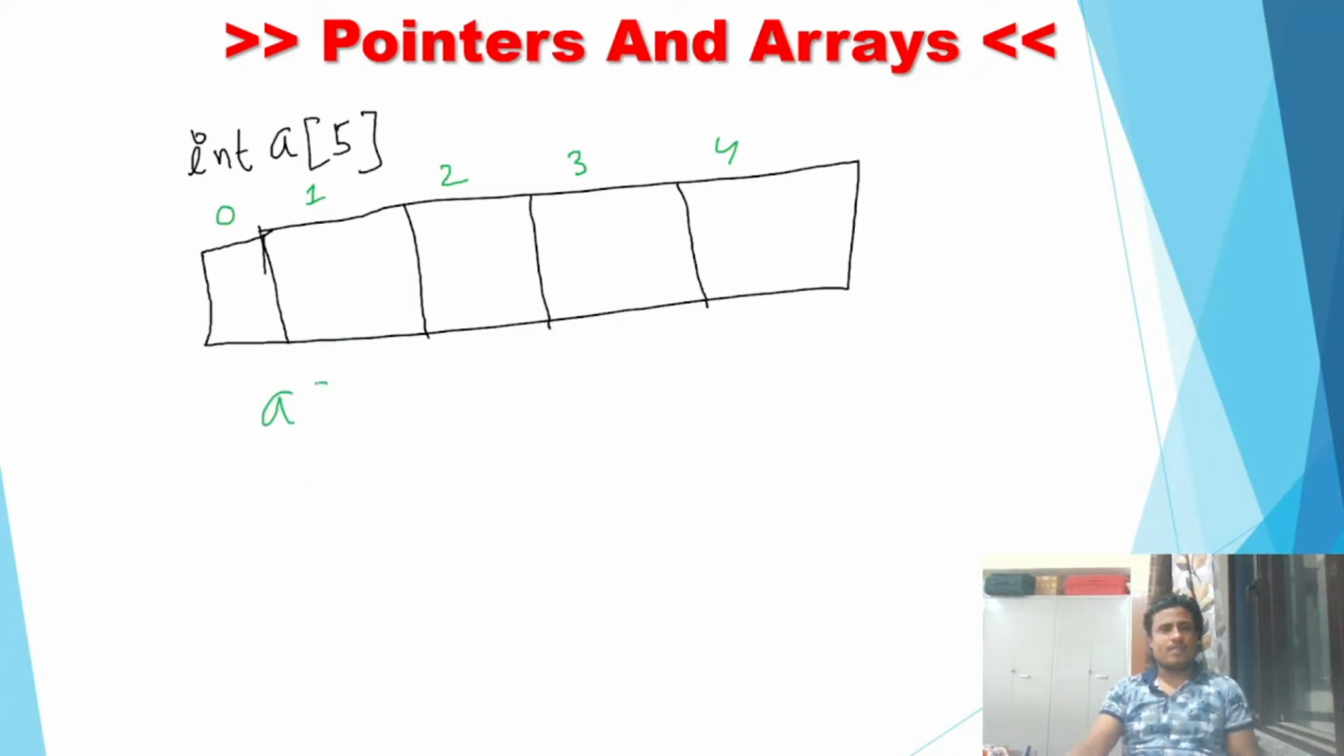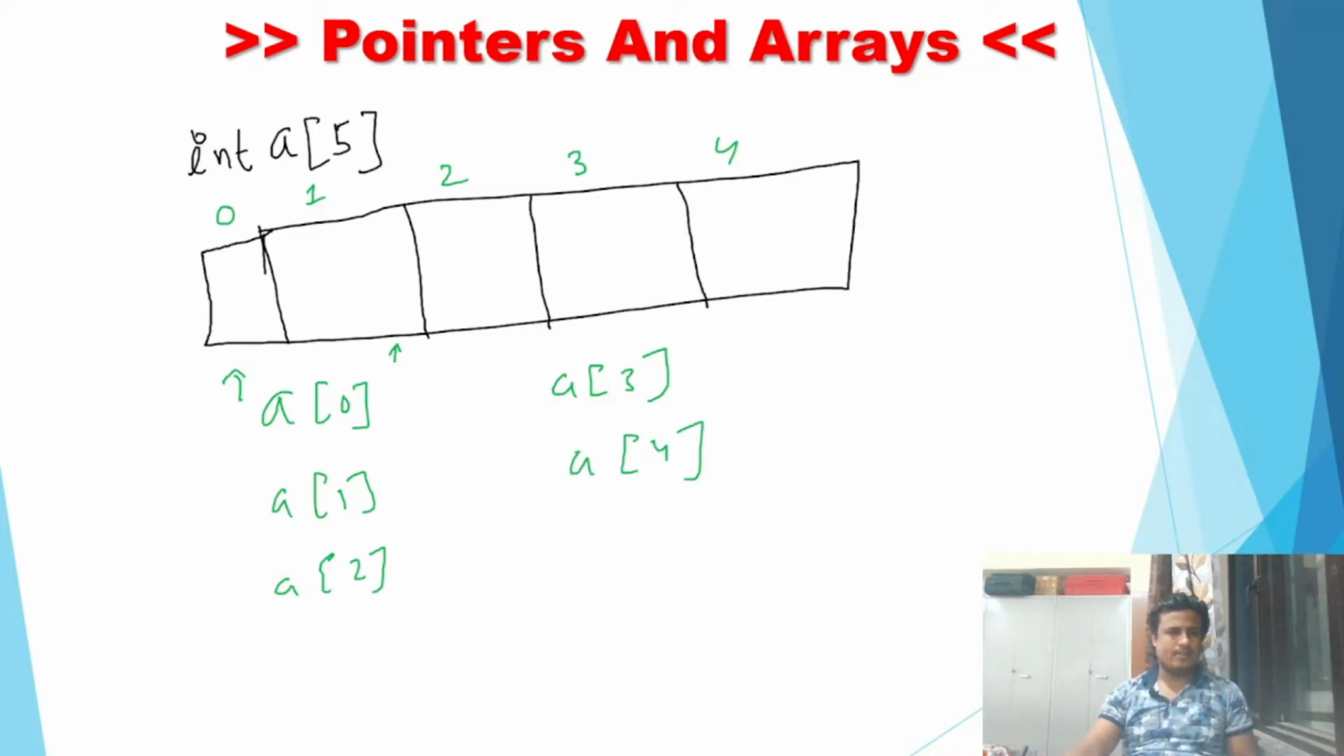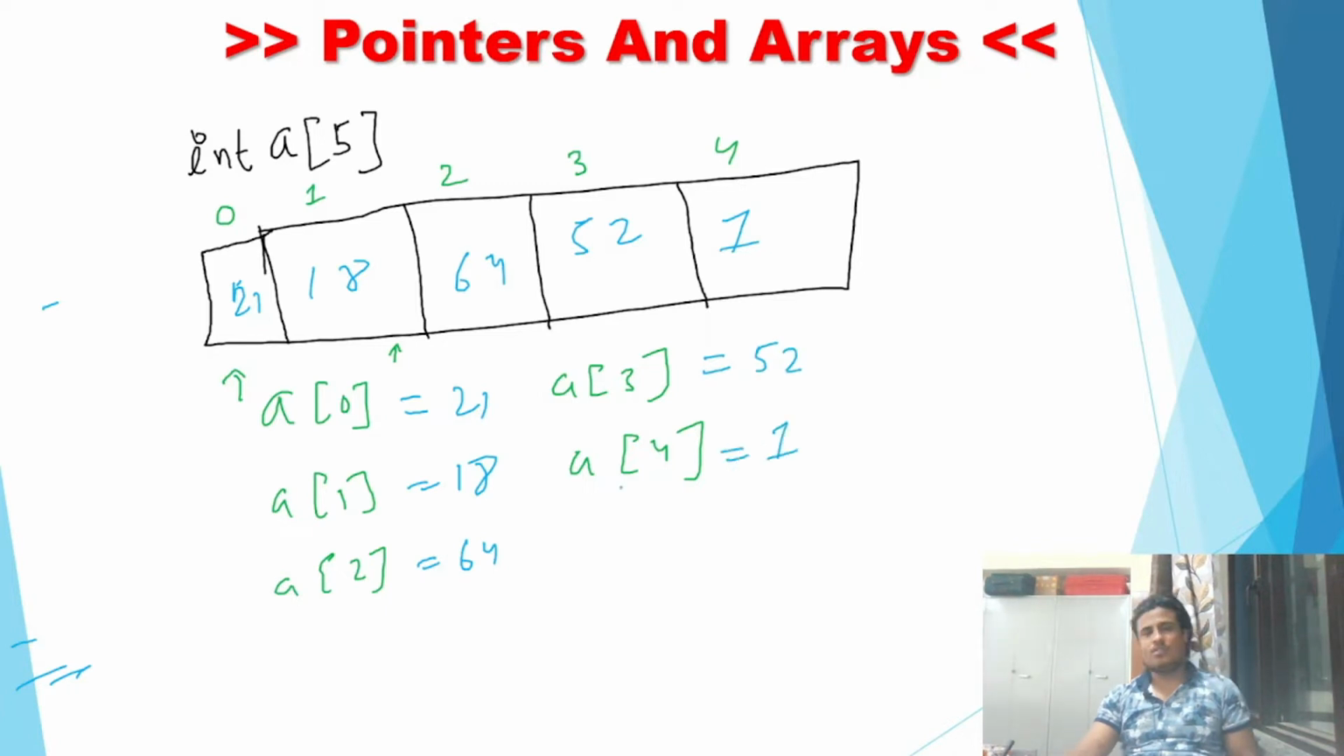So what is A of 0? It is the first element. What was A of 1? It means we are at the second location, then A of 2, A of 3, and A of 4. Suppose this array contains some elements like 21, 18. So A of 0 means 21, A of 1 is 18, A of 2 is 64, A of 3 is 52, and A of 4 is 1. This is the basic way we access the elements of an array.